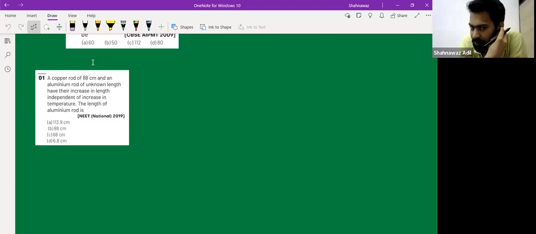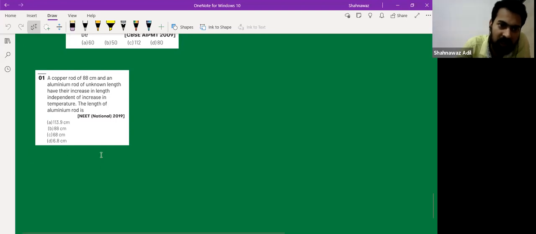Guys, anyone? We know what? The length of the copper rod is given. Yes, so we know the length of copper is 88 centimeters, right? And an aluminium rod of unknown length have their increase in length independent of increase in temperature. Right, so the length of aluminium is not known. We have to find that.